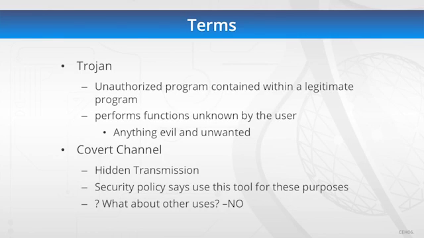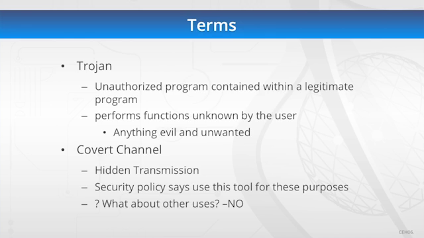So, Trojan, an unauthorized program that is contained within a legitimate program. Hi, here's this cool game, play this game. When you install it, you have the privilege to install, and underneath of it, it's going to install something else. So that function, something else, is the thing that's unknown to the user. That's probably something evil and unwanted at that moment in time.